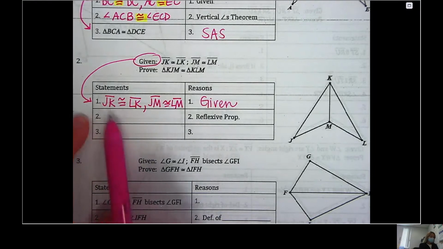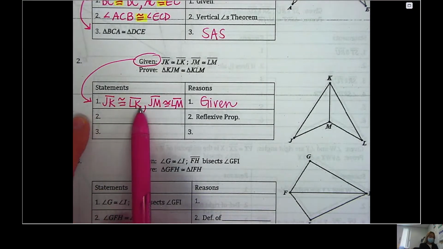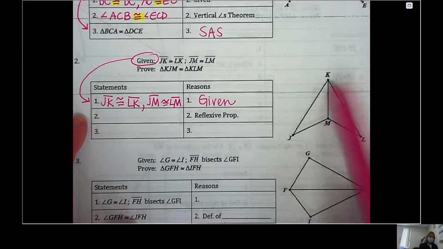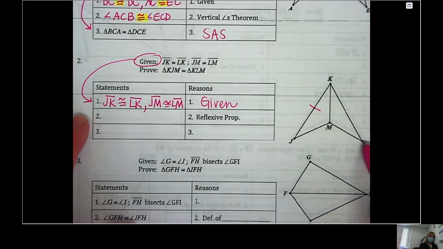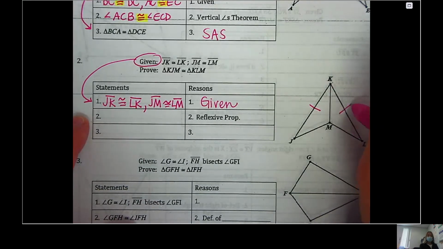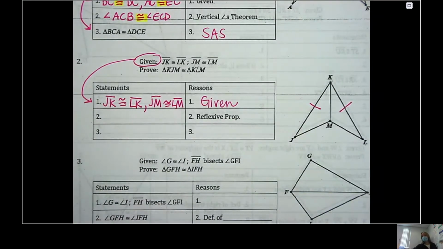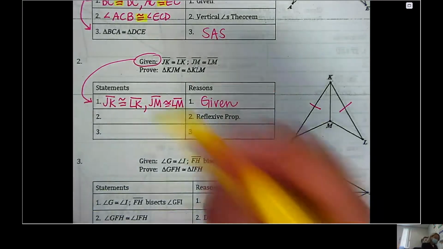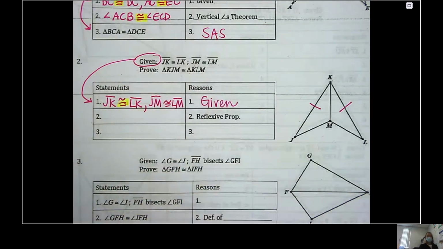Tick mark. Okay, so JK and LK are congruent. JK, put a tick mark. LK, put a tick mark. Those 2 sides are congruent. And there is my first congruent symbol. Boom. Second one, JM is congruent to LM. Is that sides or angles?